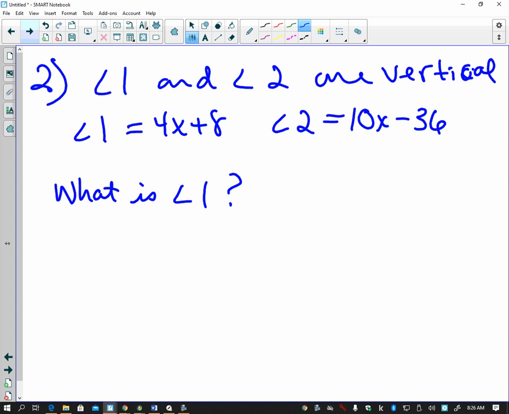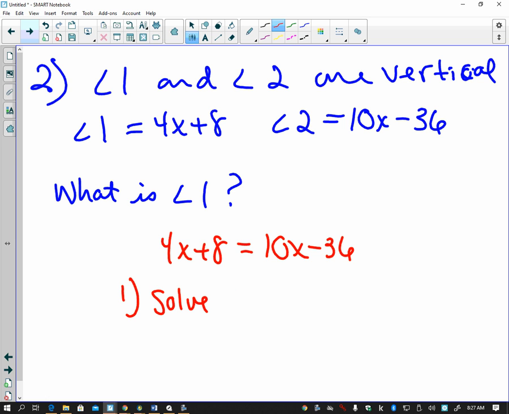Set them equal to each other. Why am I going to set them equal to each other? Because vertical angles are congruent, which is something that we should be repeating to ourselves over and over and over again. Vertical angles are congruent. So we're setting angle 1 equal to angle 2. So 4x plus 8 should be equal to 10x minus 36. Then it's just a simple matter of solving for x. So step 1, solve for x. What is step 2?